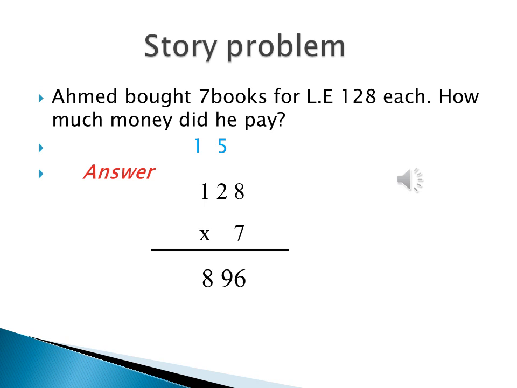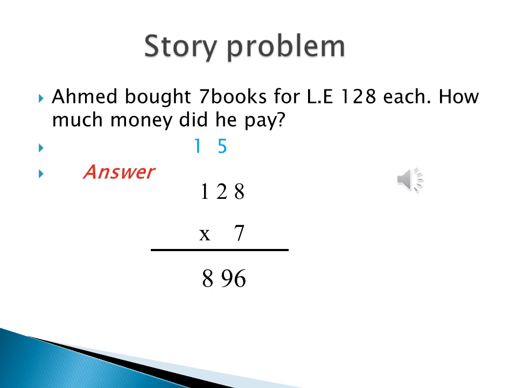Story problem. Ahmed bought 7 books for LE 128 each. How much money did he pay? The price of one book is 128. What will be the price of 7 books? I will repeat number 128 7 times. Okay? So how to solve it? I have to solve it by multiplying 128 by 7.